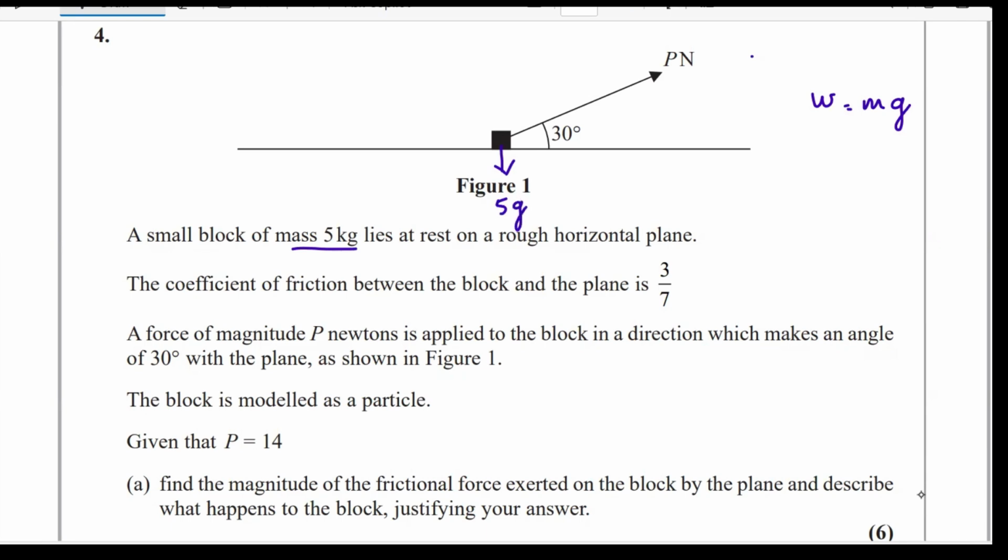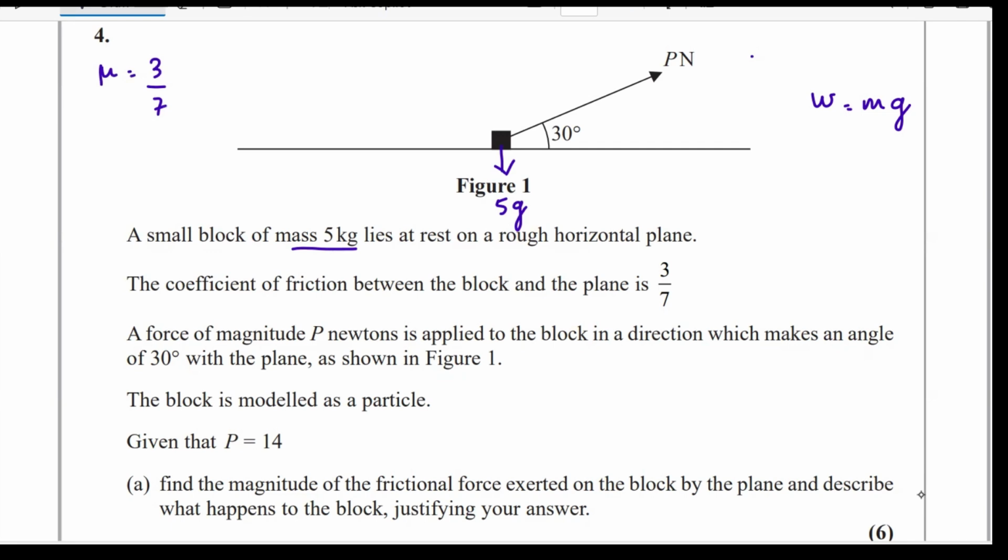The coefficient of friction between the block and the plane is 3 by 7. Coefficient of friction is represented by the letter mu, and mu is given by the value 3 by 7. A force of magnitude P newtons is applied to the block in a direction which makes an angle of 30 degrees with the plane, as shown in figure 1. You can see the force acting here at an angle of 30 degrees.